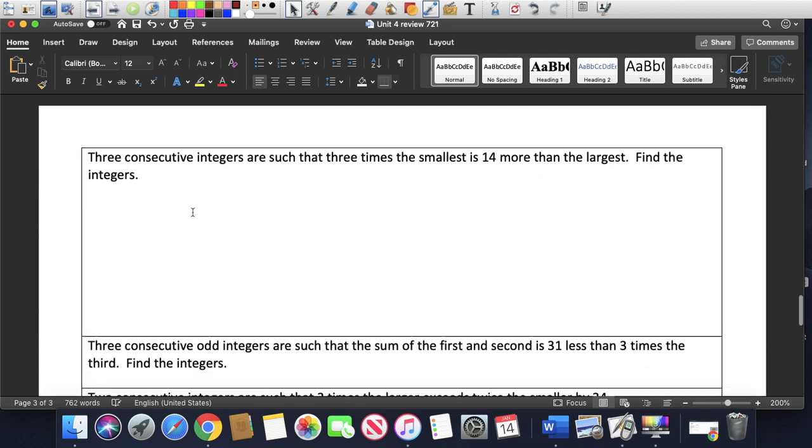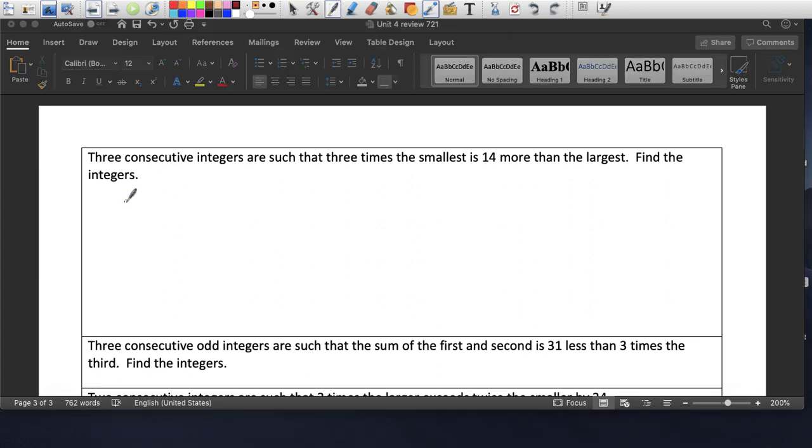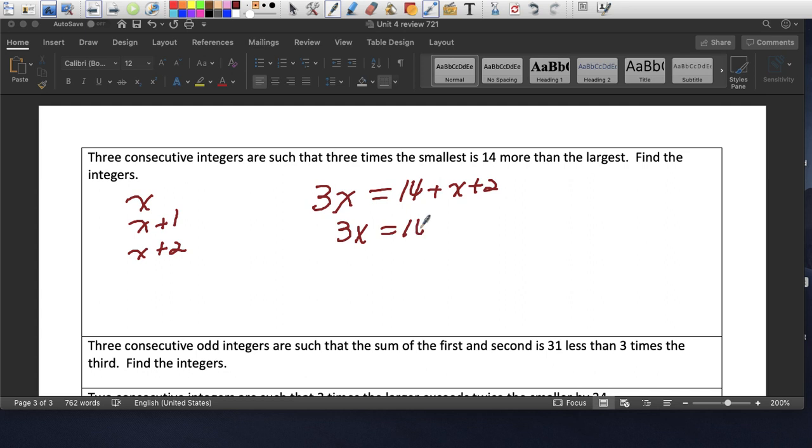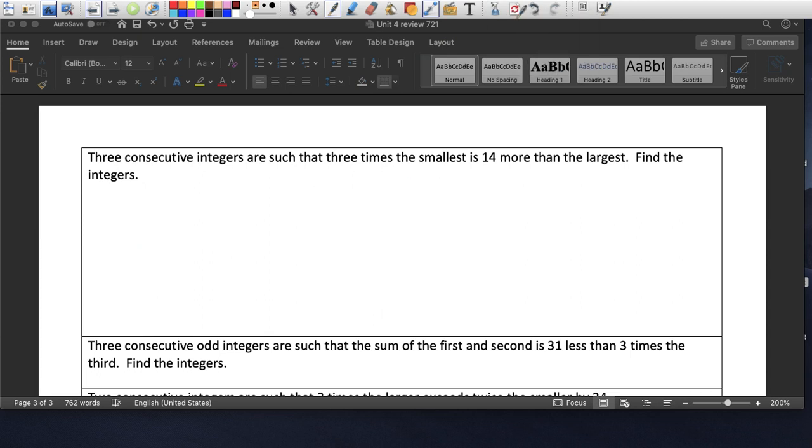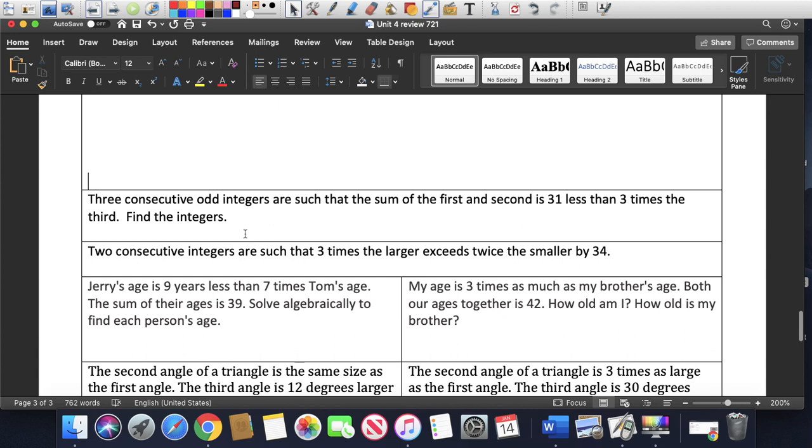3 consecutive integers are such that 3 times the smallest, so we have 3 consecutive integers. Let's call that x. So 3 times the smallest, which is this, is 14 more than the largest. 14 more than x plus 2. Find the integers. It's 3x equals 16 plus x, right? I'll subtract x from each side, and I get 2x equals 16, divide by 2, divide by 2, x equals 8. So the first number is 8, the second number is 9, the third number is 10.